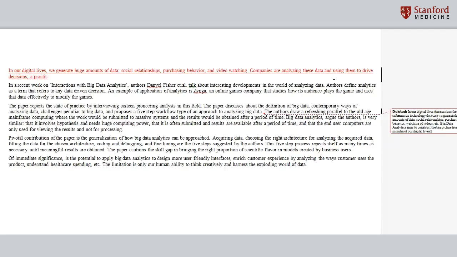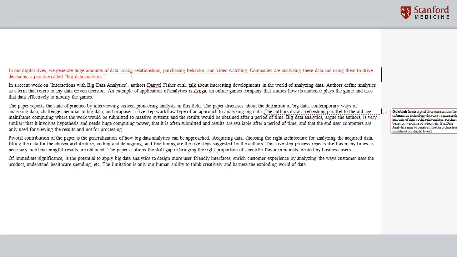So now we can put that at the end, a practice called big data analytics. So in case the reader doesn't know what we mean by big data analytics, we've now defined it. But notice I didn't say, let me define big data analytics for you. I said what it was, and then I put at the end that that's what the term is called, because it's always more interesting to say what something is, and the term itself is less interesting to people. So let's stick that at the end. So companies are analyzing these data and using them to drive decisions, a practice called big data analytics.